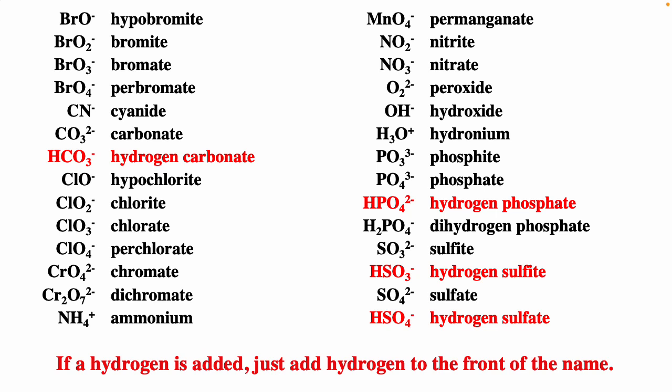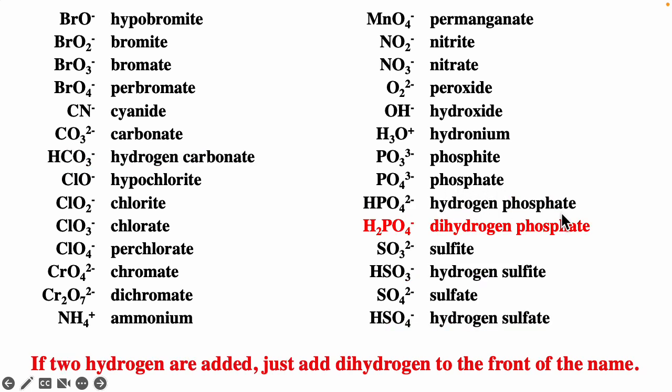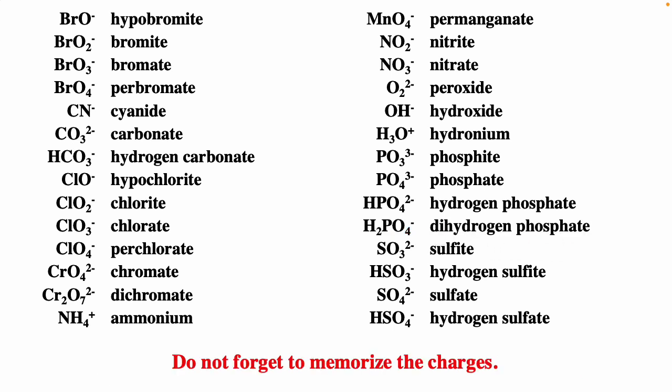Now, if you add a hydrogen, then you just put hydrogen in front. So you go from phosphate to hydrogen phosphate. If you add 2 hydrogens, then it's dihydrogen phosphate. But when you try to memorize the list of these polyatomic ions, make sure you don't forget the charge.